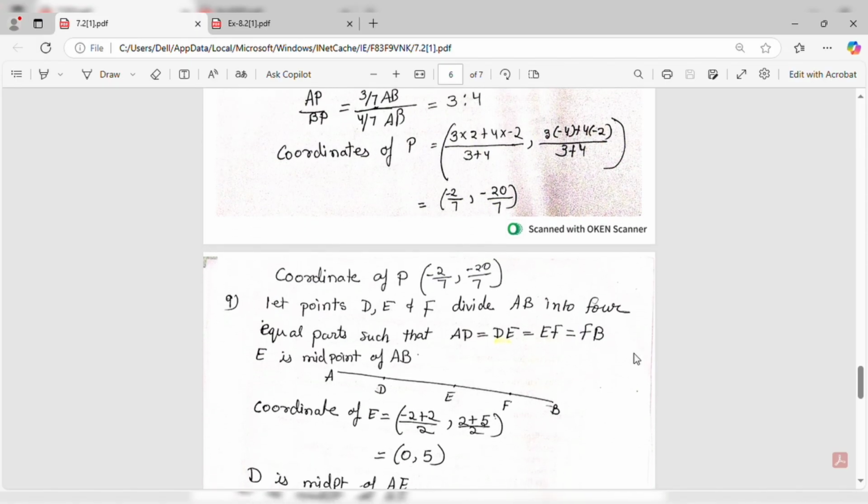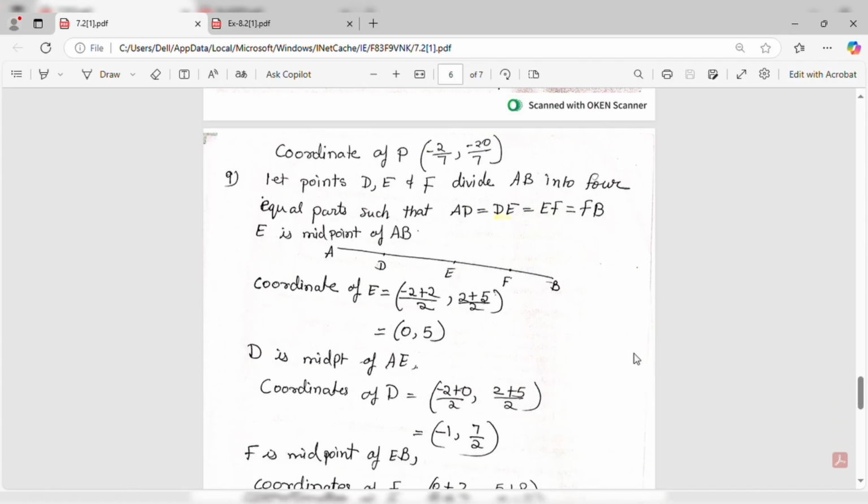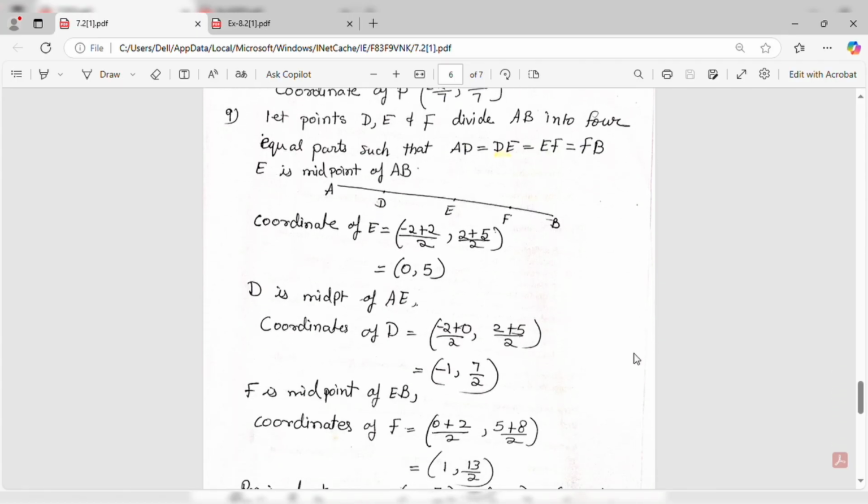So by using the section formula, we can find coordinates of P, which would be (minus 2 upon 7, minus 20 upon 7). Question number 9. Find the coordinates of points which divide the line segment A (minus 2, 2) and B (2, 8) into 4 equal parts. So in this, we will take points D, E and F which divide line segment AB into 4 equal parts. And these are such that AD is equal to DE is equal to EF is equal to FB.